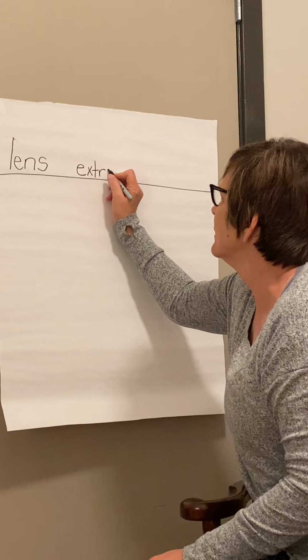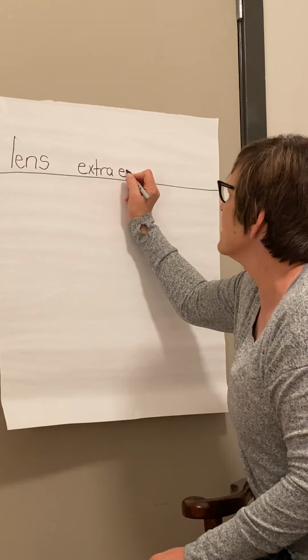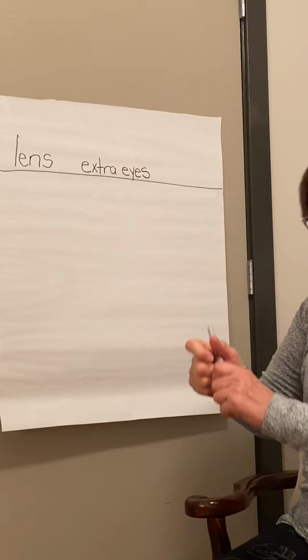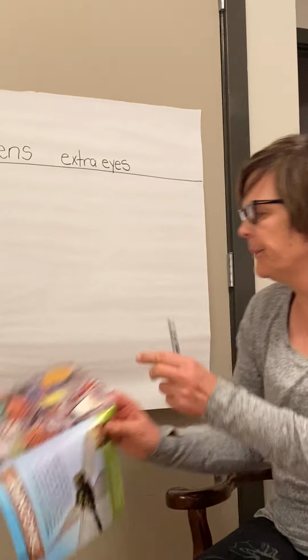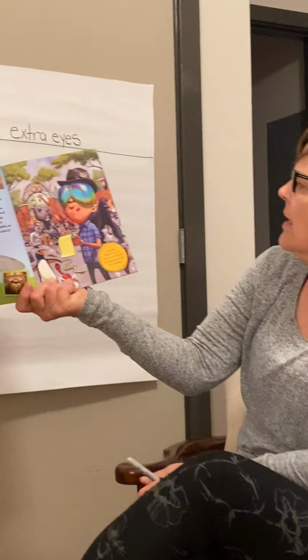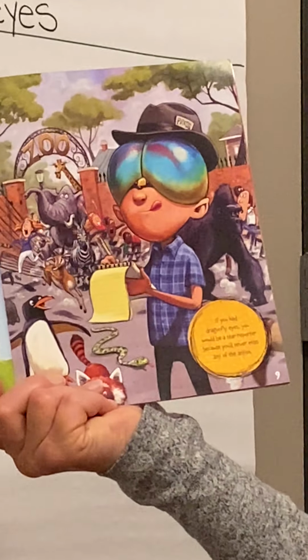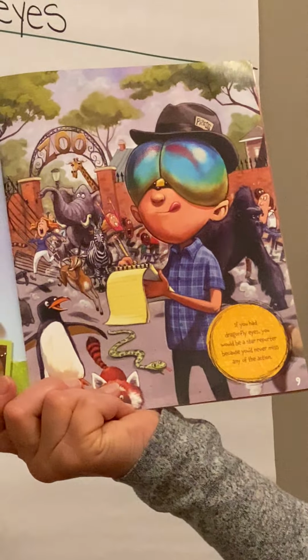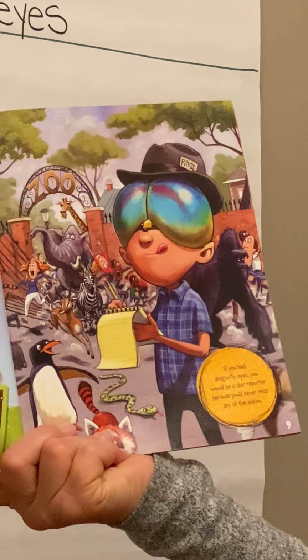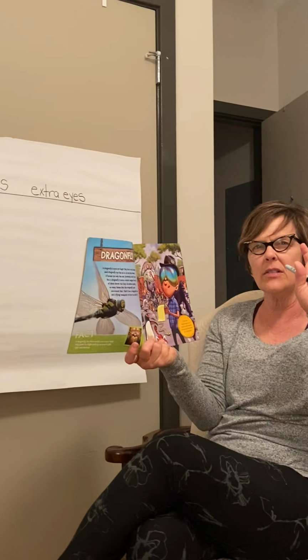Extra eyes. And last but not least, if you had dragonfly eyes, you would be a star reporter because you'd never miss any of the action. Because remember, that lens helps them focus on fast movement, right? So they can catch something to eat.